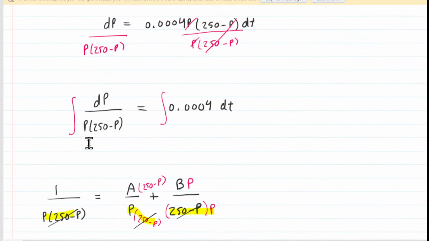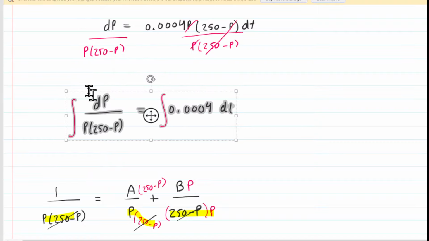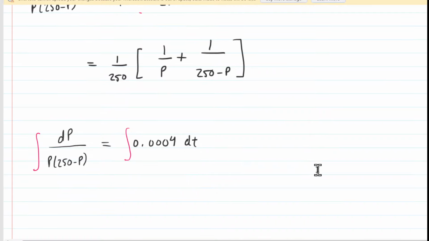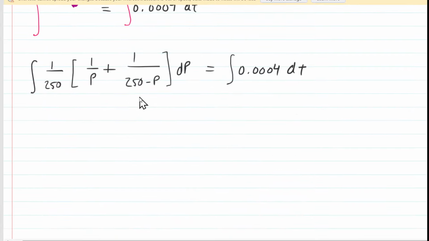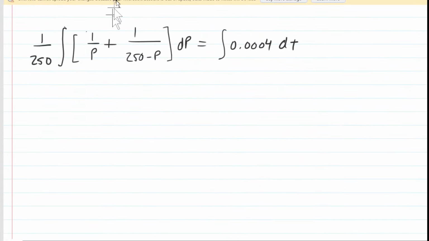Now remember, this all started by us trying to integrate both sides of this equation. So we're going to go back to where we had left off right there. And for that term dp over p times 250 minus p, we're going to actually replace that with our partial fraction decomposition. So basically this, and integrating with respect to p, is going to be plugged in right there. And so there we have it. Now, in fact, on the left-hand side, we can factor out the 1 over 250. And now we're going to begin the process of integration.